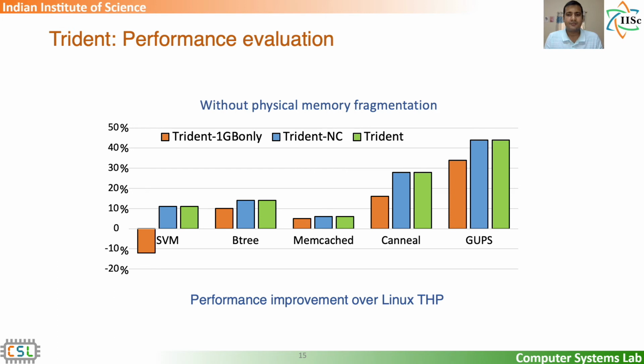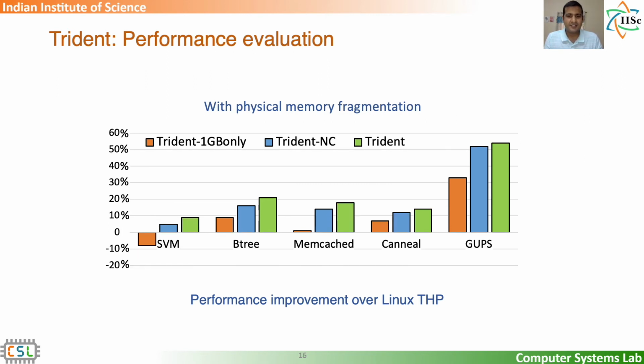Clearly, using only 1GB pages is not the best option. We discussed SVM earlier, where we saw that some of its addresses that have high TLB misses cannot be mapped with 1GB pages. If you use only 1GB large page size, it degrades performance for applications like SVM. Clearly, we get better performance when we use 1GB pages in tandem with 2MB pages. Also note that in the absence of fragmentation, Trident and Trident NC perform similarly because compaction is not required.